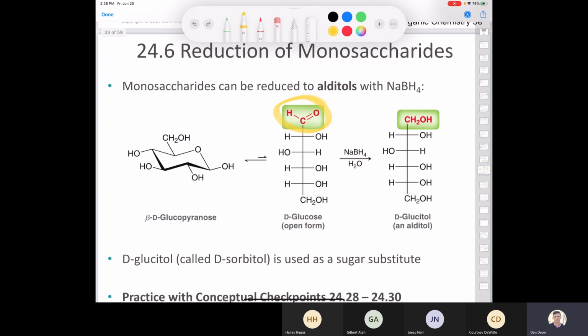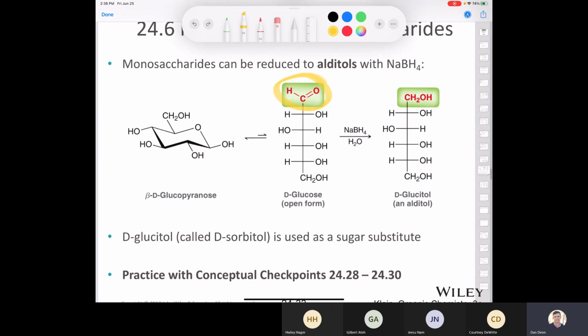Well, what happens if you were to subject glucose to sodium borohydride? Since you have a little bit of this in your solution, what's it going to do?